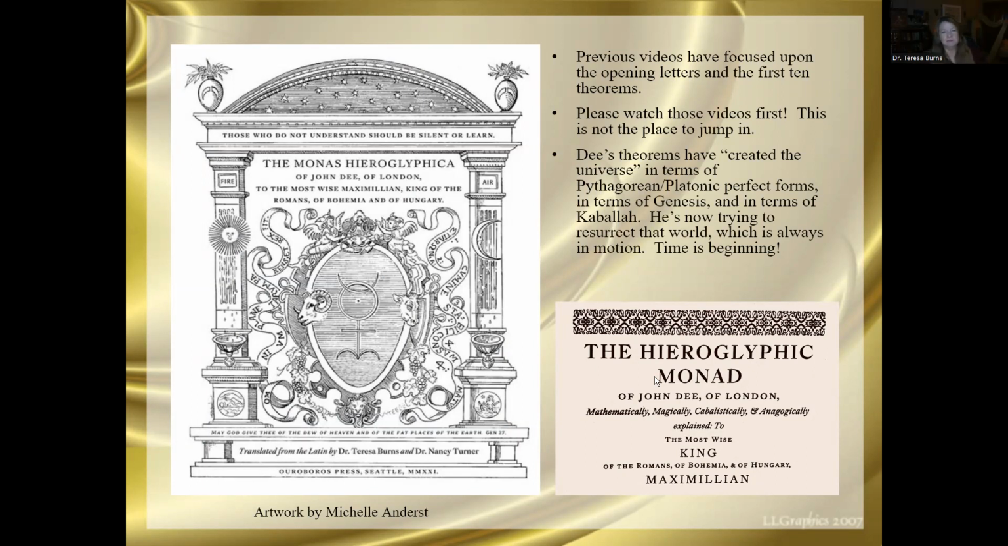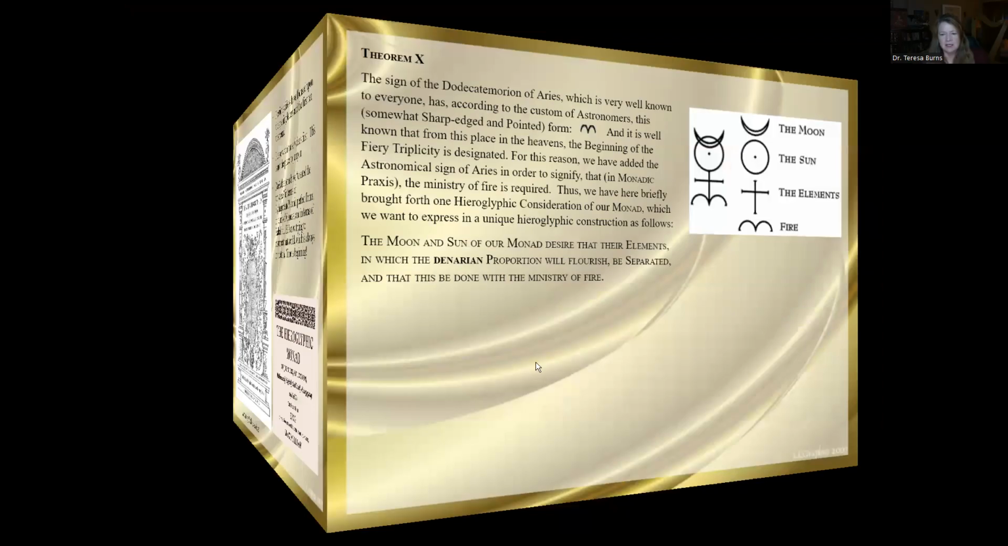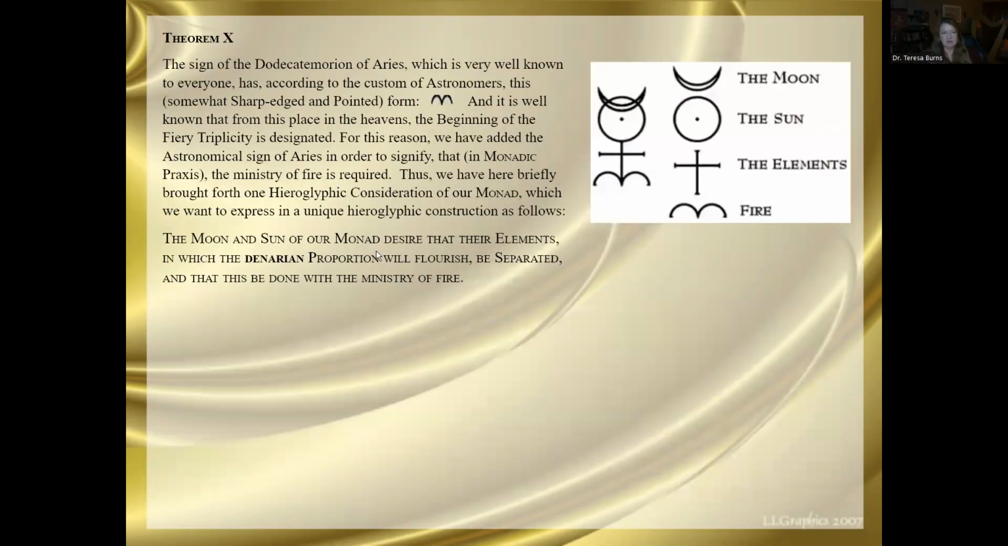We've looked at how D is through cosmogenic text or texts about the creation of the universe, like Genesis, like Plato's Timaeus, like the Sefer Yetzirah. He is looking at the creation of the world, and now time is beginning. He has just taken us through Theorem 10.